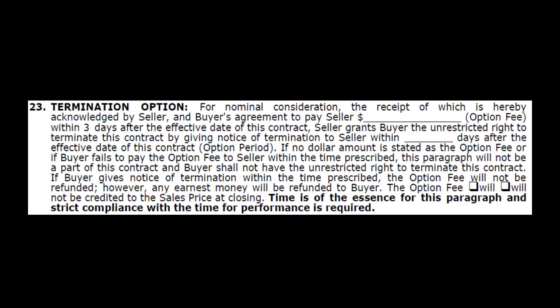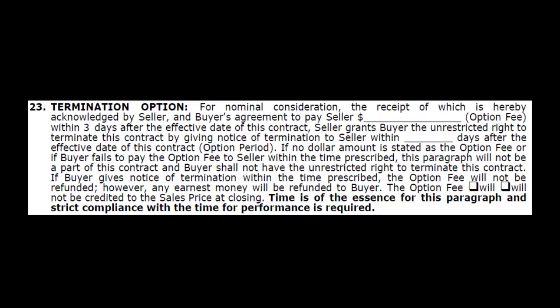However, any earnest money will be refunded to the buyer. And that's kind of the whole goal of this paragraph, is to allow your buyer the opportunity to back out of the contract and get their earnest money back, because the earnest money is not a nominal amount of money. It's probably going to be a pretty decent amount of money, maybe on a $250,000 house, maybe $2,500 or so.